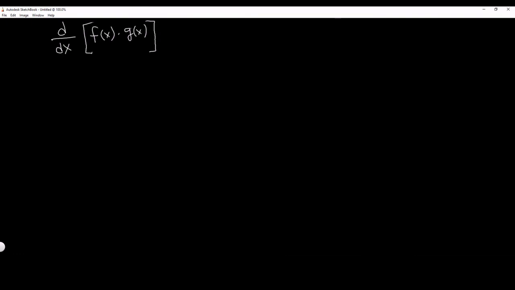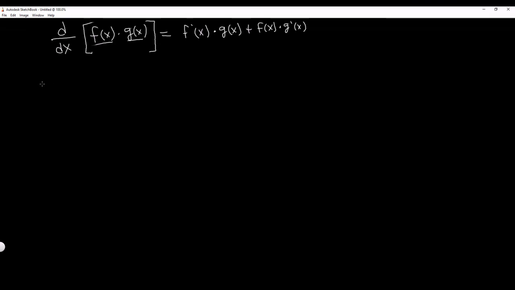So in this video, I want to go over the product rule. And what the product rule states is that if you have two functions, f of x and g of x, being multiplied together, you find the derivative in the following way. So you take the derivative of the first function, f of x, times the second function unchanged, plus the first function unchanged, times the derivative of the second function. And that's all there is to it. We'll go over a few examples.